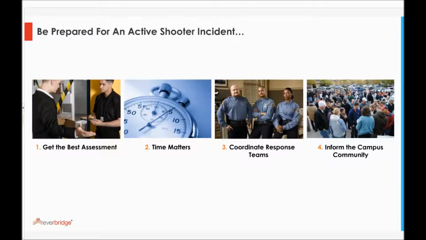To get us started, there are really four elements, at a very high level, that you need to consider and really prepare for.